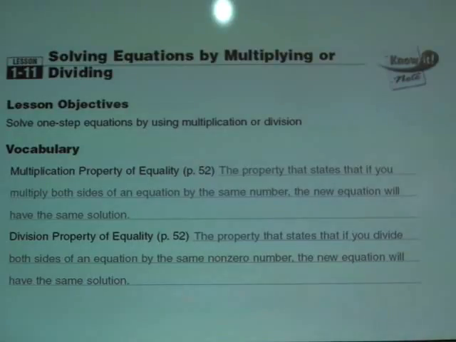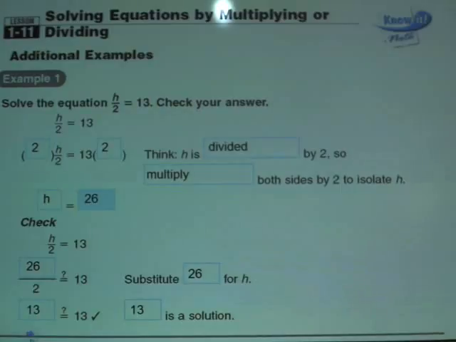So let's go ahead and take a look at what we've got here for examples. The first one is asking me to solve the equation h divided by 2 equals 13. Check your answer. Now, remember, when it's got the fraction bar like that, a fraction bar is just a giant division problem. So that's why I'm saying h divided by 2 equals 13.